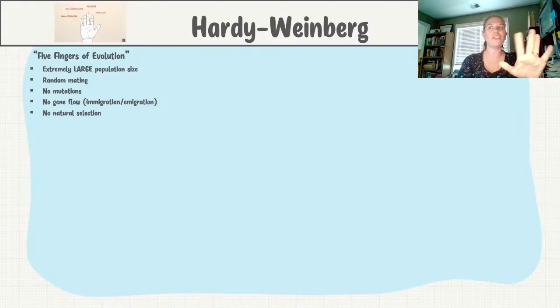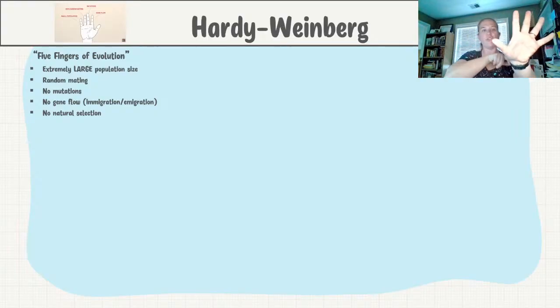We don't want there to be any gene flow. So no immigration, no emigration. We don't want any individuals to join our population or to leave our population. And no natural selection. No trait is more favorable or less favorable than another trait. So those are our 5 fingers of evolution: extremely large population size, random mating, no mutations, no gene flow, and no natural selection.